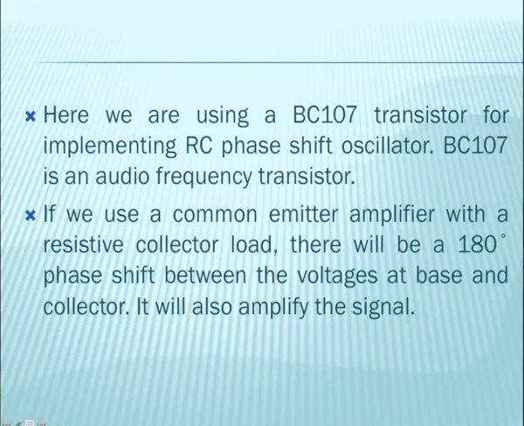Here in this phase shift oscillator, we are using the BC107 transistor for implementing the RC phase shift oscillator. BC107 is an audio frequency transistor. If we use a common emitter amplifier with a resistive collector load, there will be a 180-degree phase shift between the voltages at base and collector. It will also amplify the signal.